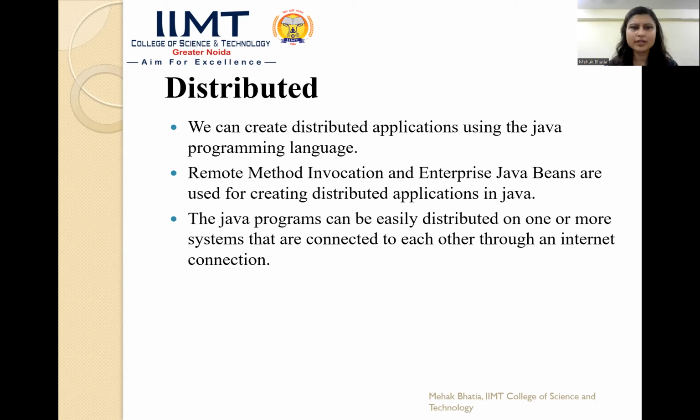Now, how is Java distributed? We can create distributed applications using the Java programming language. Remote method invocation and enterprise Java beans, EJB, are used for creating distributed applications in Java. So these are the two technologies by which we can create distributed applications in Java. The Java programs can be easily distributed on one or more systems that are connected to each other through an internet connection, which makes Java a distributed language.